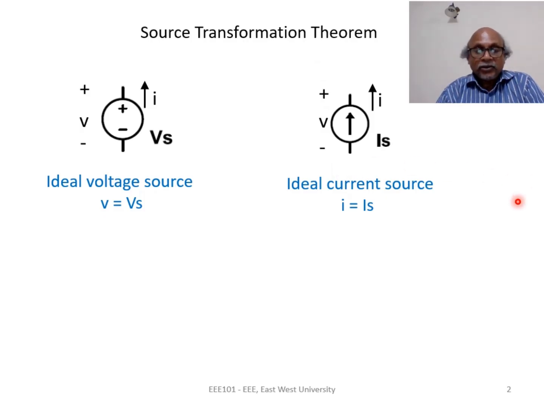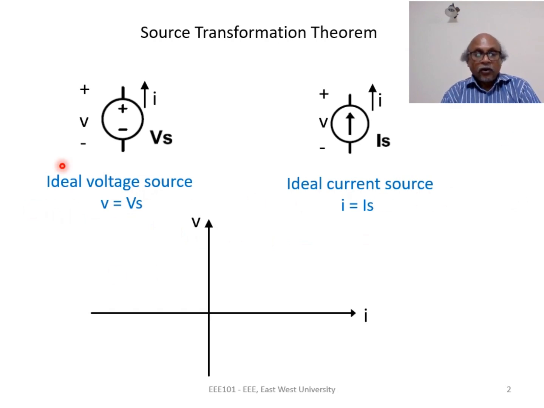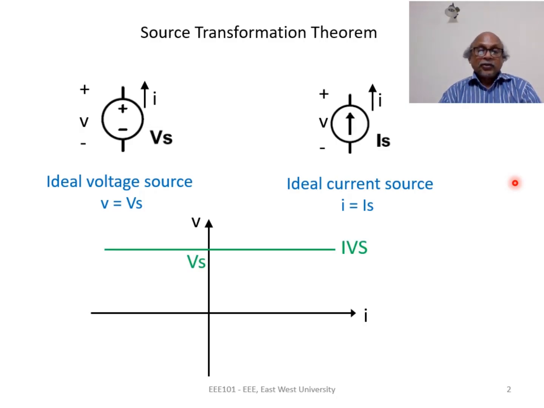Let us now try to show these two equations graphically. We want to draw a graph where the x-axis represents the current I and the y-axis represents the voltage V. V equal to Vs means y equal to constant. This is a straight line which is parallel to the x-axis. So for the ideal voltage source, we get this straight line where the voltage is constant at Vs, and this straight line tells us that no matter what the current is, voltage is fixed.